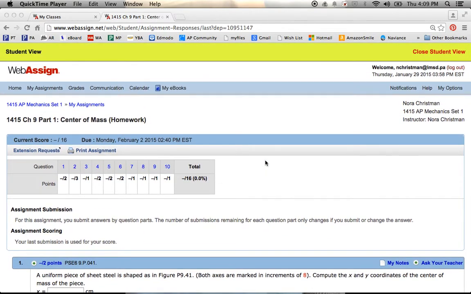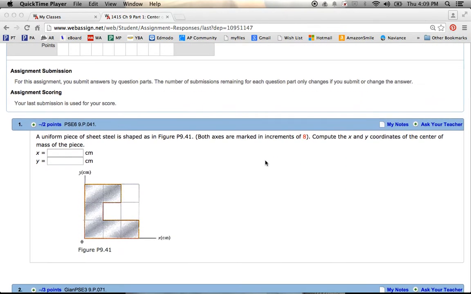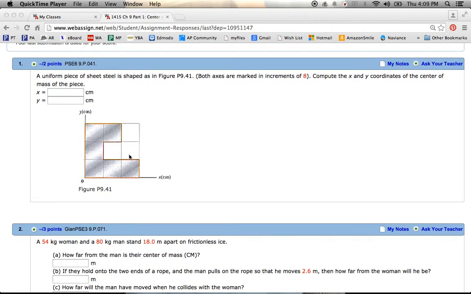Hi, I just want to give you a couple hints on the center of mass WebAssign. When we have a situation where a solid is irregular, it's easiest to split it into pieces and then consider each piece as existing only at its center of mass.